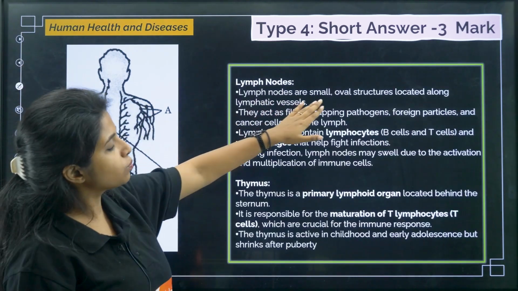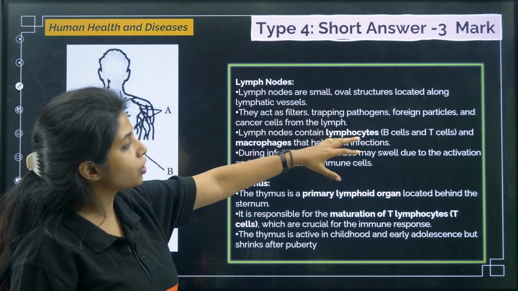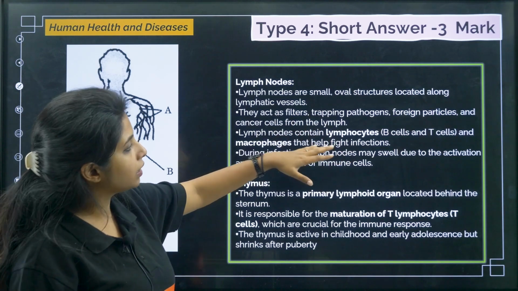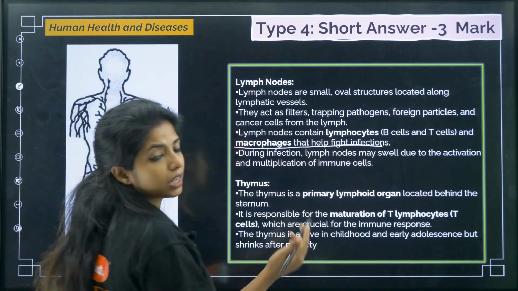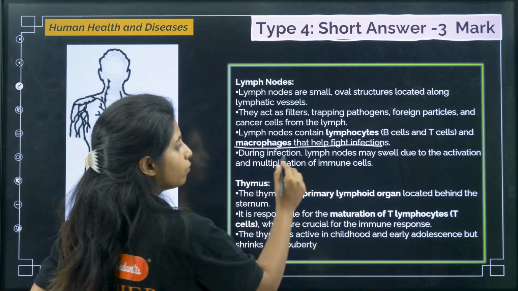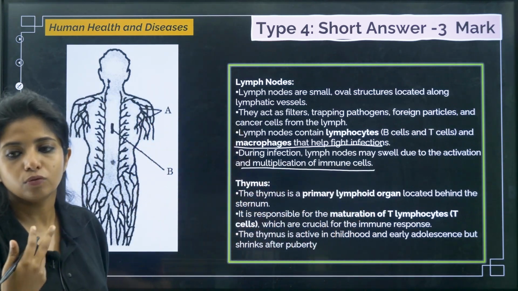Yes. So lymph nodes are small oval structures located along the lymphatic vessels. They act as filters, trapping pathogens, foreign particles and cancer cells from the lymph. Lymph nodes contain lymphocytes, B and T lymphocytes, and macrophages. Macrophages are another type of WBCs. Okay, lymphocytes are one type, macrophages are another type. During infection, lymph nodes may swell due to activation and multiplication of the immune cells.